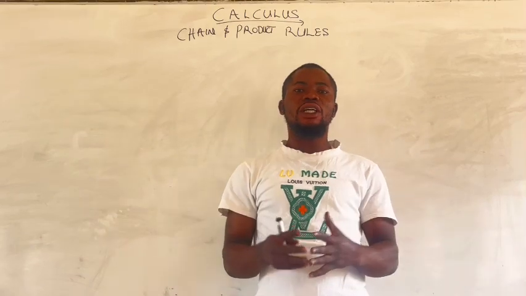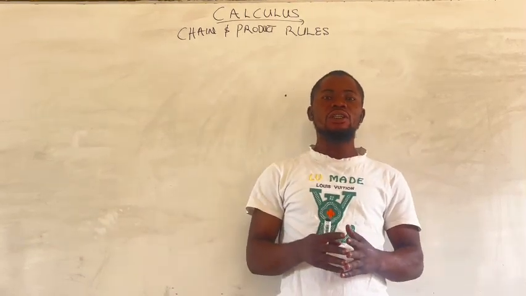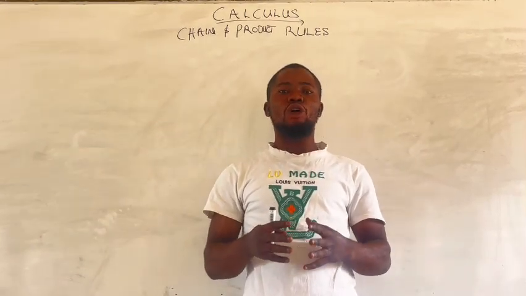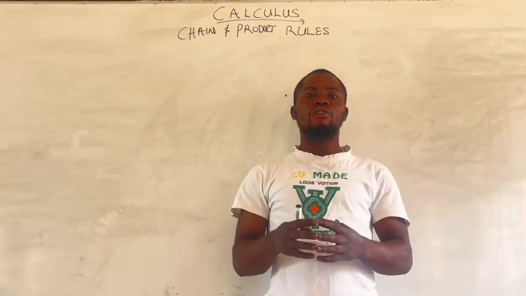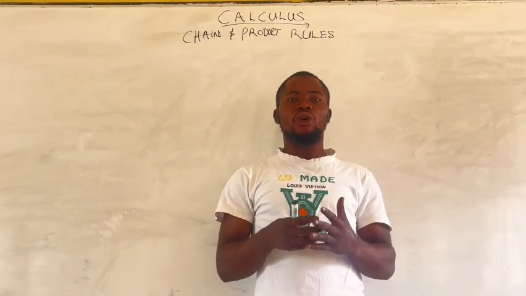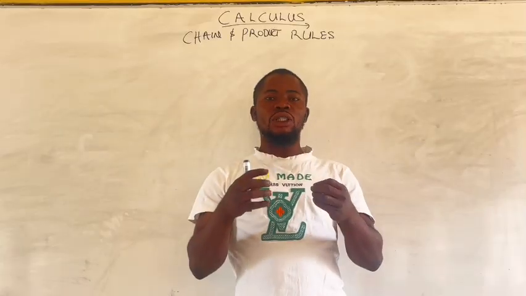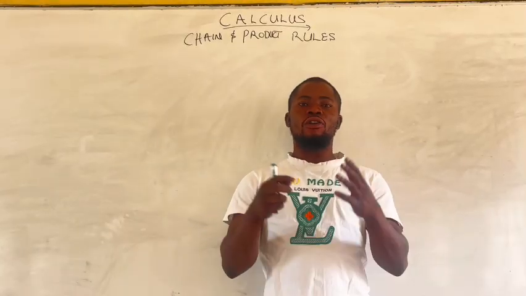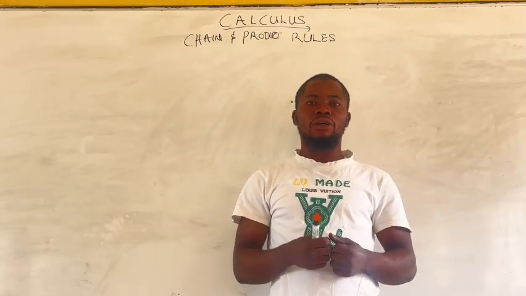The chain rule is a technique used for differentiating a function that is composed of more than one function. If you have any function made up of more than one, you can usually solve it using the chain rule. While the product rule is used for finding the derivative of functions multiplying each other.